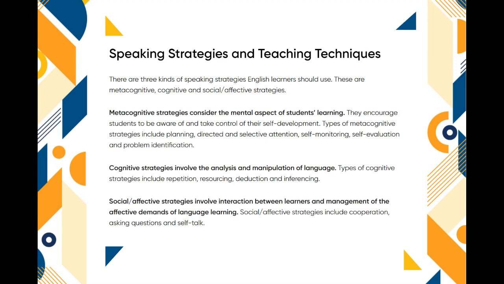Cognitive strategies involve the analysis and manipulation of language. Types of cognitive strategies include repetition, resourcing, deduction, and inferencing. Social or affective strategies involve interaction between learners and management of the affective demands of language learning. Social or affective strategies include cooperation, asking questions, and self-talk.